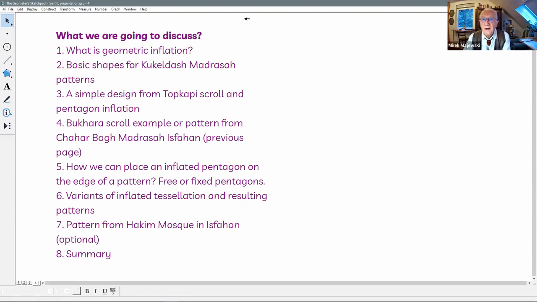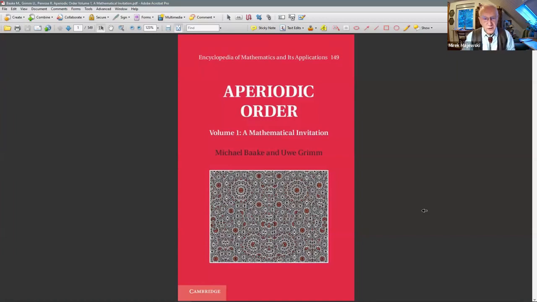And if I can just share it with you, just give me a moment. Yes, do I have it here? Yes, I have it here. And I just, okay, a new share. And this is this one. Okay, that's the only book that I can trust, and that is talking about geometric inflation.